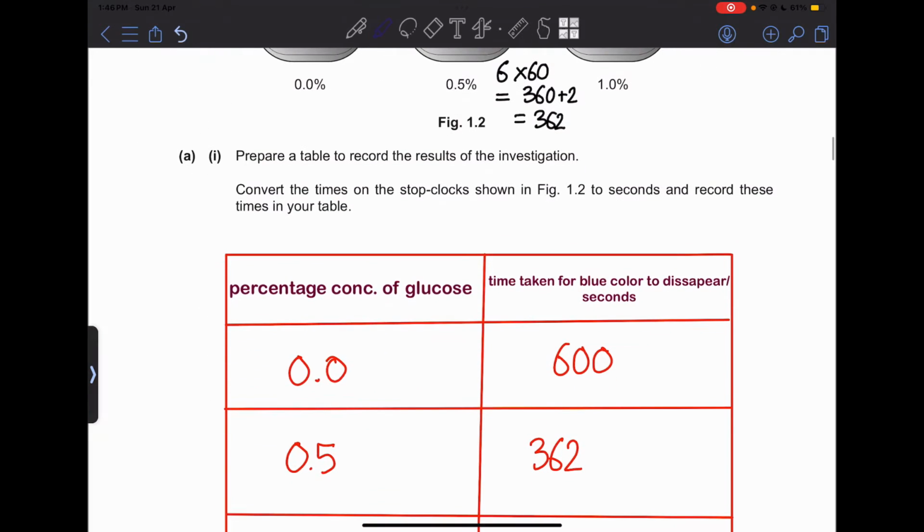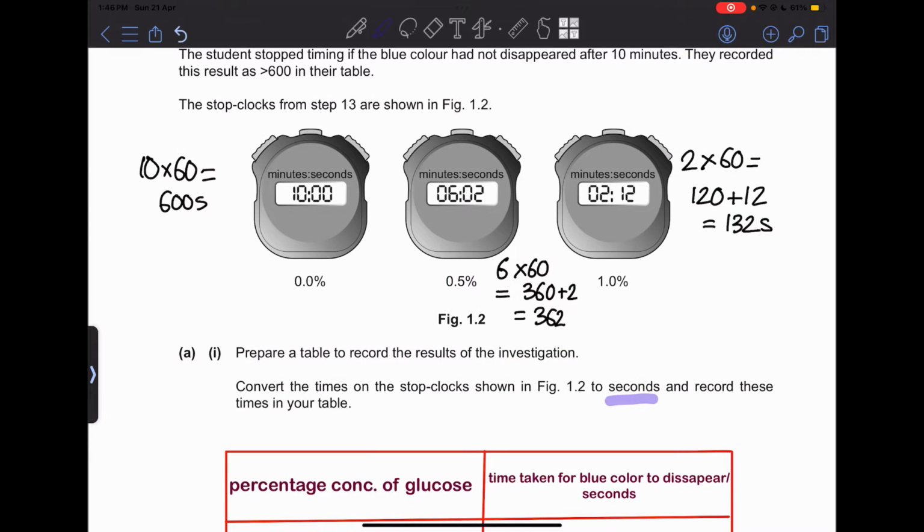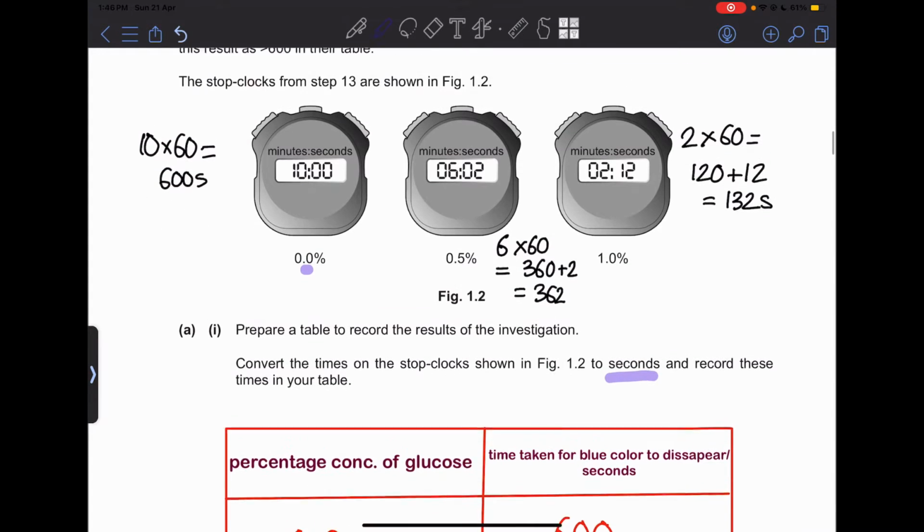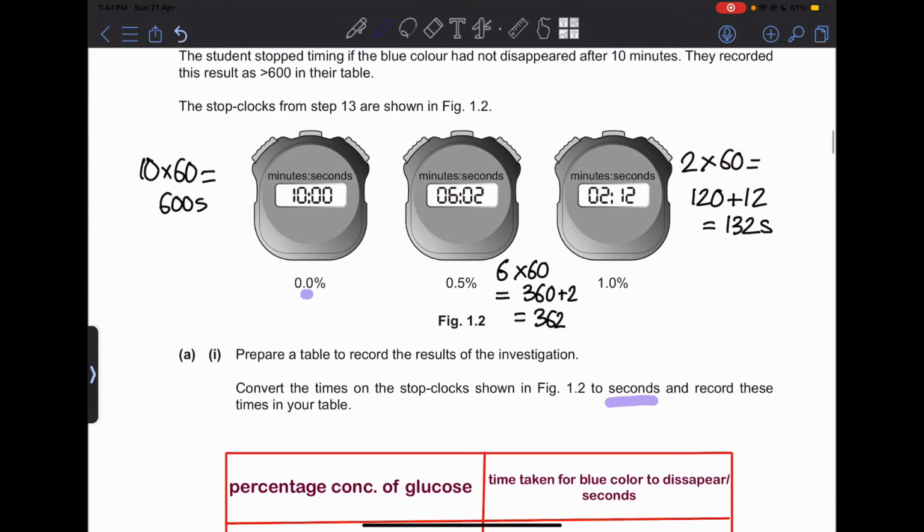Prepare a table to record the results of this investigation. So you also have to convert. Be sure to read the question. You have to convert to seconds, and over here they are in minutes. For the 0% glucose solution, of course it does not have glucose, so there is no color change, and they said they stopped recording after 10 minutes if there is no color change. If you want to convert from minutes to seconds, you have to multiply the amount of minutes times 60, because we know in 1 minute there's 60 seconds. So this is going to give me 600 seconds.